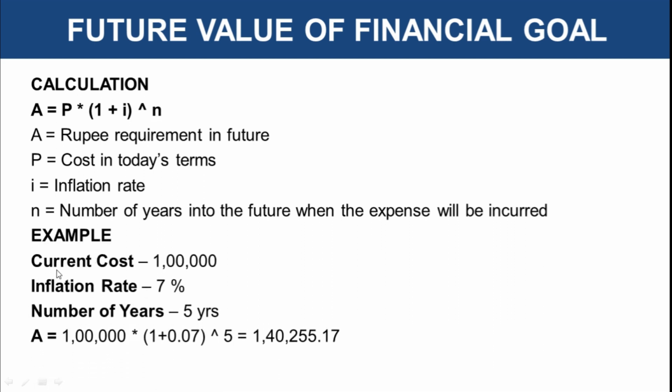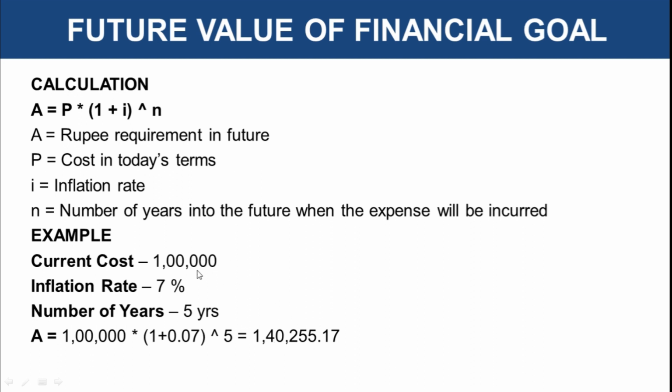Now see this example. For example, if the current cost of whatever financial goal you want to achieve, the present value, is 1 lakh rupees. The inflation rate, for example, is 7%. The number of years is 5 years. After 5 years, you want the goal to be achieved. Then what would be the total amount required after 5 years, considering 7% inflation and a present value of 1 lakh? So just put down all the values: 1 lakh into 1 plus 0.07, because it is in percentage terms, so 7 divided by 100 would be 0.07, raised to the power 5. This gives an amount of 1,40,255.